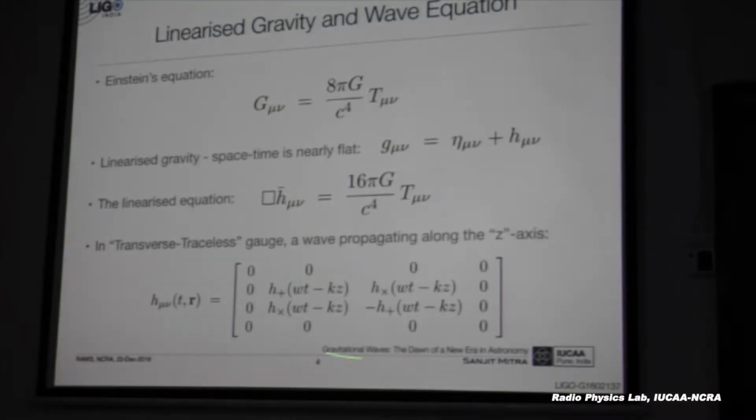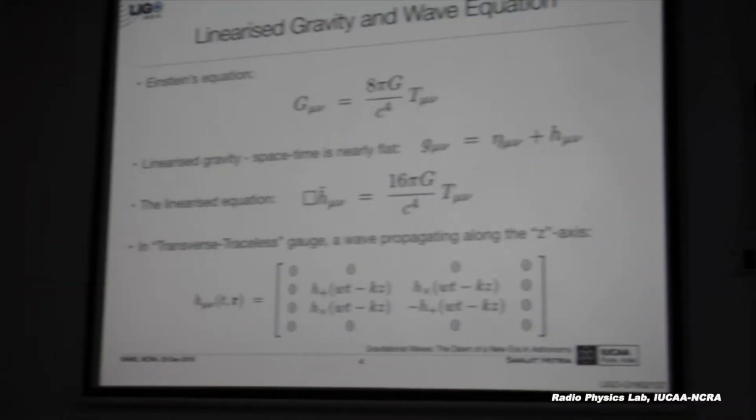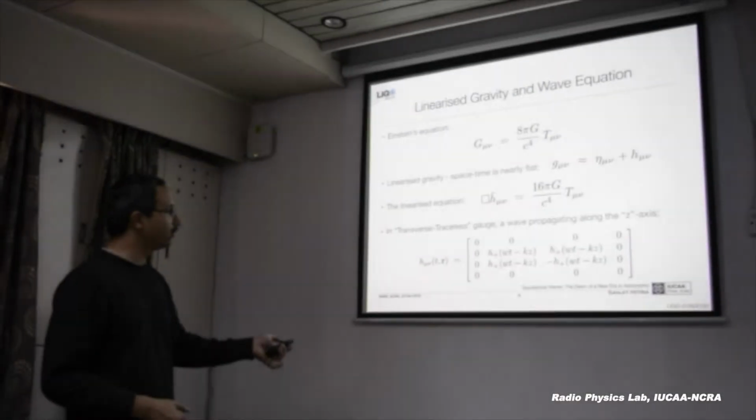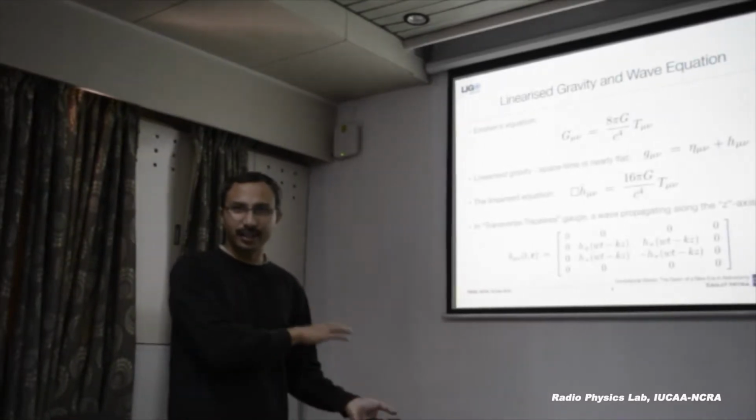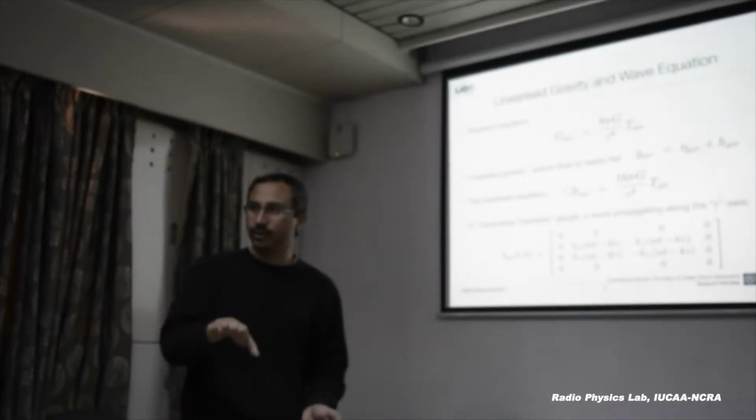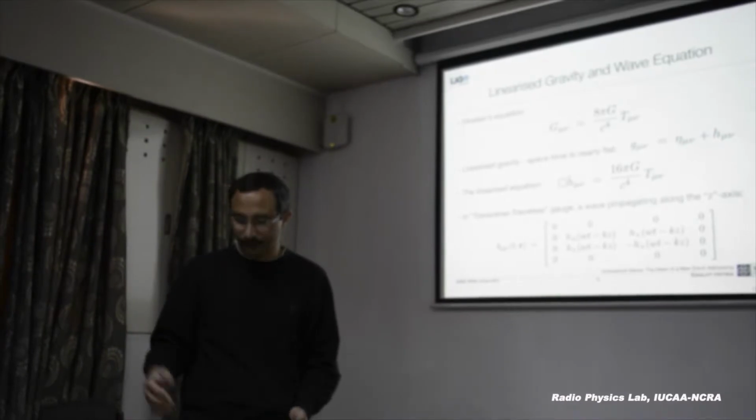So that solution you can get, and you will see that if you choose the coordinate system properly, then there are only two independent terms in this matrix. Only two, h plus and h cross. Which basically means that gravitational waves have only two polarizations. So this is all about gravitational wave theory that we are going to cover in this course. And now we will slowly get into the astronomy part, what you can do with gravitational waves.